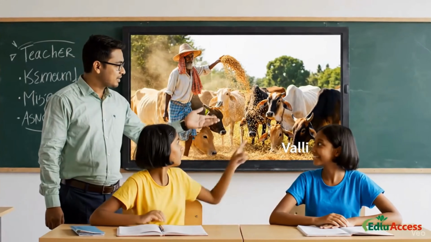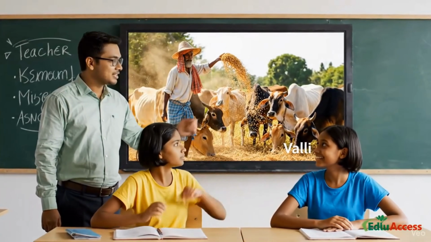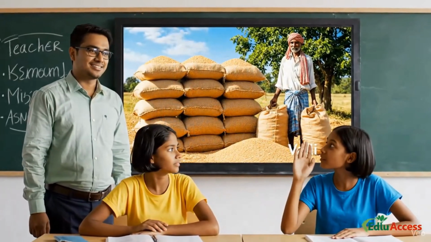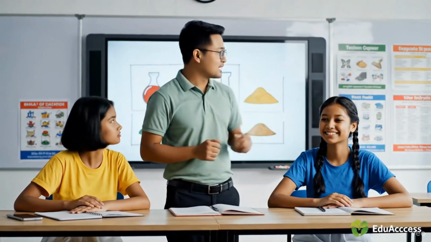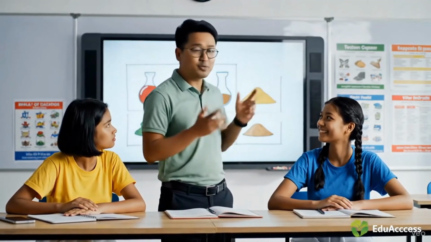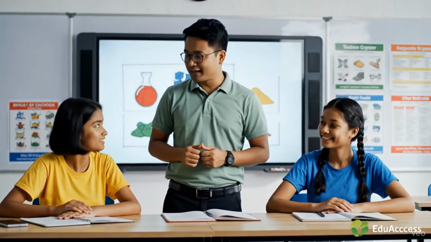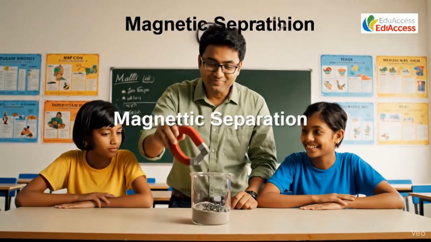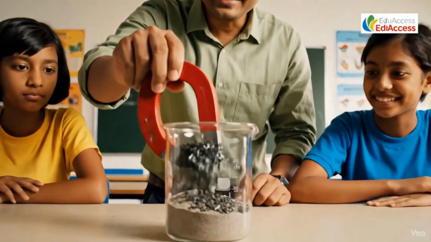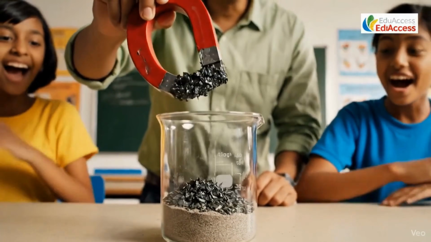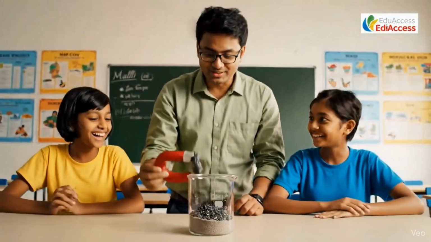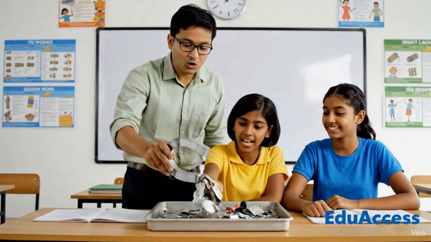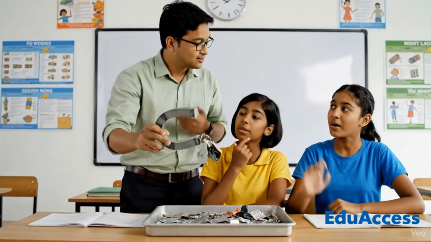As you can see, the farmer is feeding the animals the husk before storing the clean grains in these sacks for later use. In industries, separation is used to get pure materials like iron from sand. Now watch closely as the magnet attracts the iron filings, leaving the sand behind. This process is called magnetic separation. Even factories use powerful magnets to sort metallic waste.